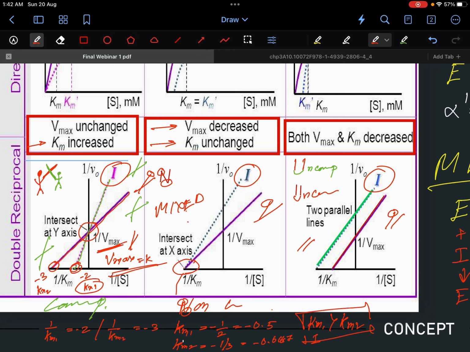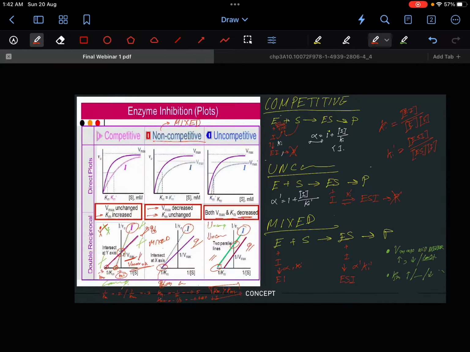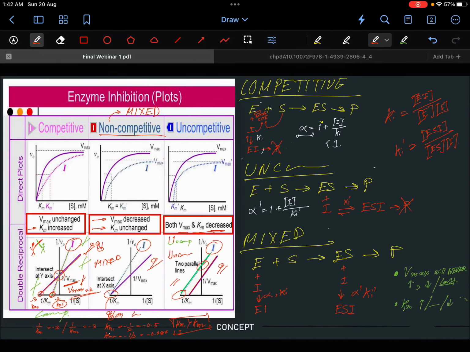And for uncompetitive, it is parallel. So Km is also changing. Km is going away from 0, so Km is decreasing. See, Km is decreasing, and Vmax is changing. Again, it cannot be constant if it is changing, so changing means Vmax is decreasing. See, both Vmax and Km are decreasing, right? Just close your eyes and think. It is very easy, like that only.